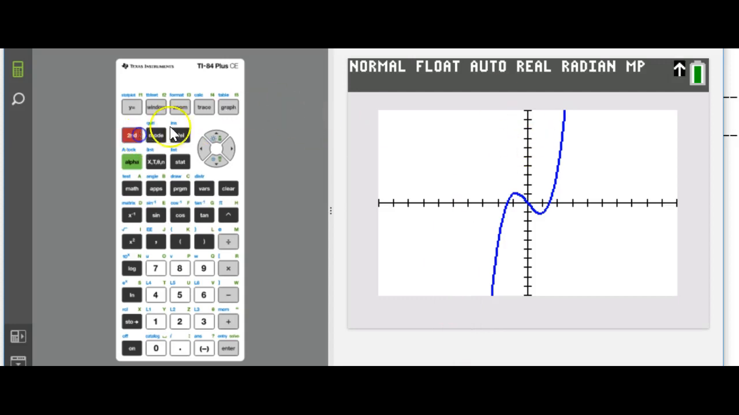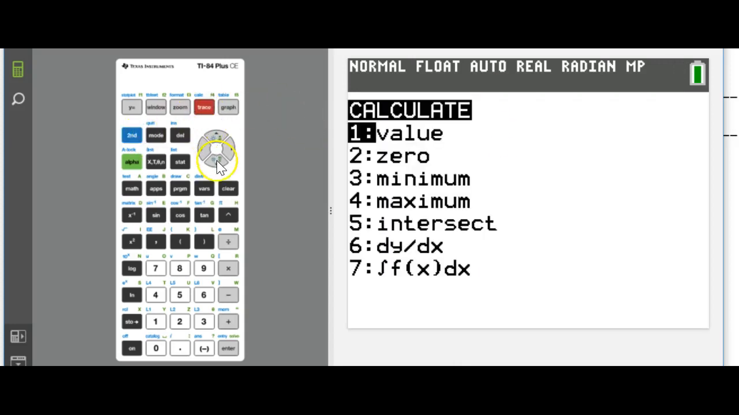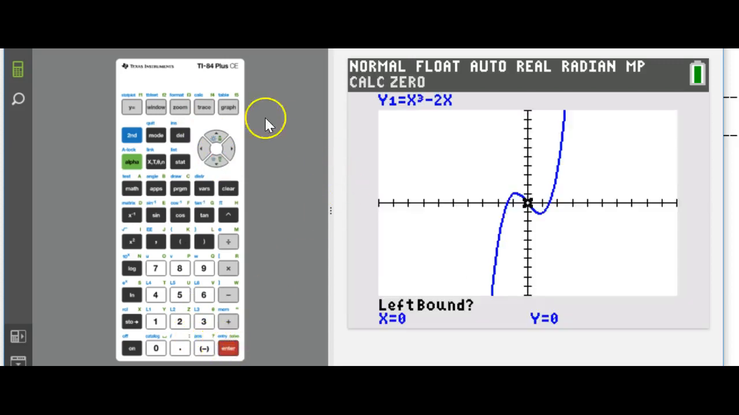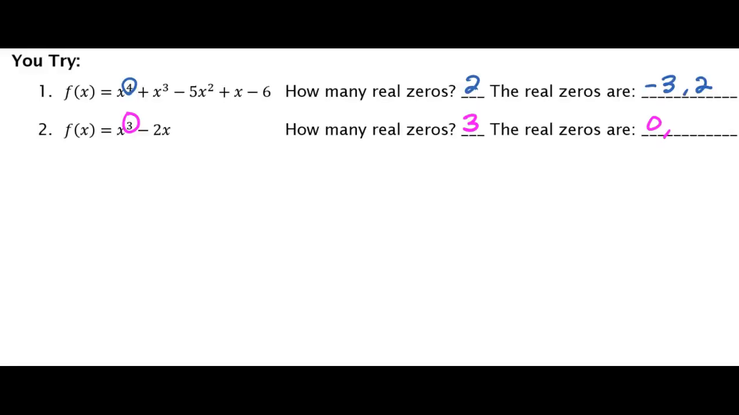So I'm going to go to second trace, and choose option 2. Now I'm going to move the left cursor until I cross through the x-axis. Okay, now I am to the left of where it crosses. I'm going to press enter because this is my left bound. Then I want my right bound, so I'm going to go to the right until I'm above the x-axis and press enter again. Then I press enter one more time for my guess, and it tells me that my 0 is at -1.4. So I'm going to go back to OneNote and write down -1.4.